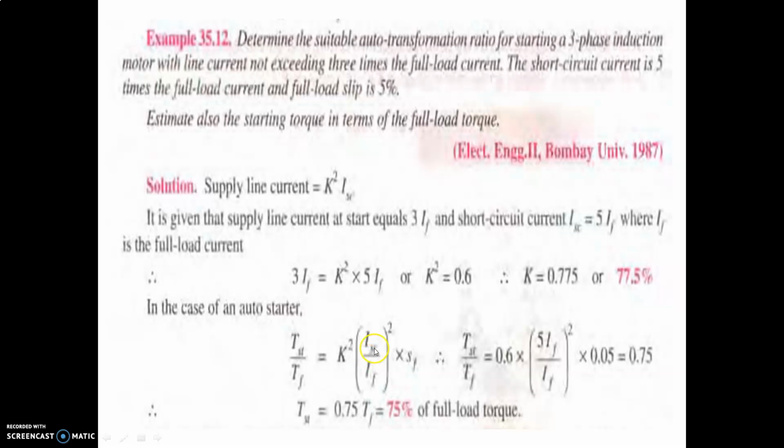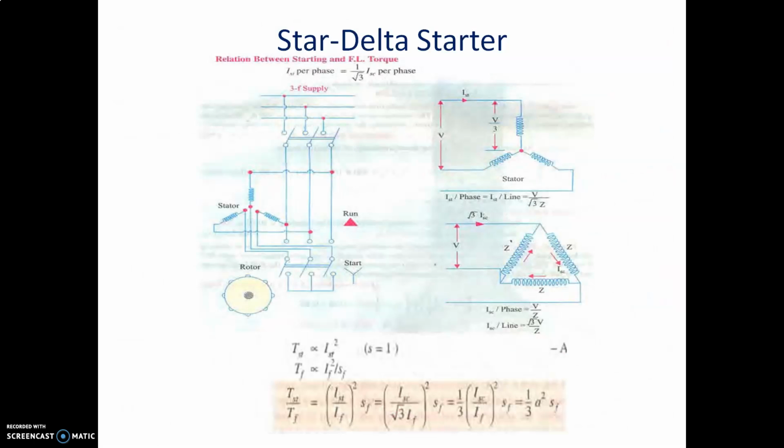The second parameter to calculate is the ratio between starting torque and full load torque. So it is K square, ISC by IF the whole square, into SF. K we have already calculated: K is 0.775, and K square is 0.6. So directly you can substitute. ISC is 5 times IF, so this IF gets cancelled. From this you get the ratio 0.75. So our TST is equal to 75% of the full load torque. These are the two parameters asked to calculate.